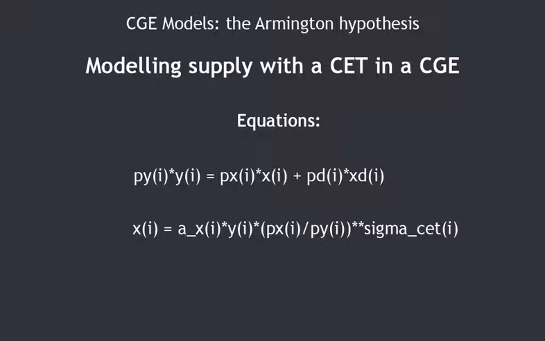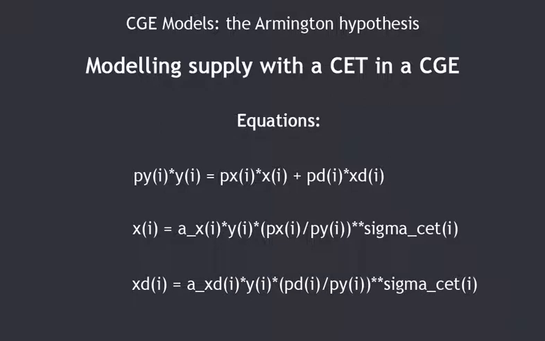First, concerning X, X over Y, that is to say exports in volume over production in volume, is an increasing function of Px over Py, with sigma CET the elasticity of transformation. It's an isoelastic functional form. And the second one is XD over Y, that is to say domestic sales over production in volume, is an increasing function of PD over Py.